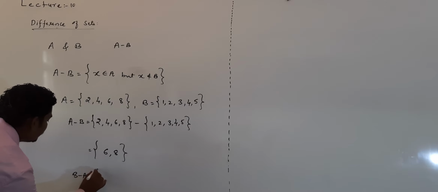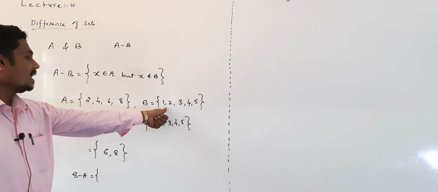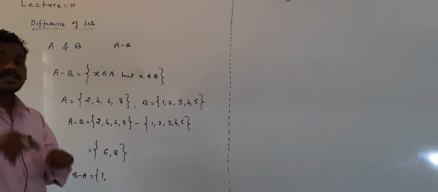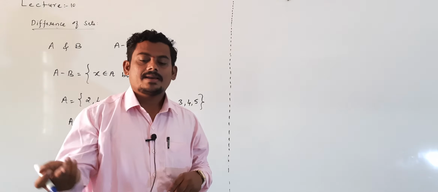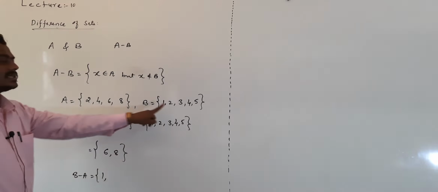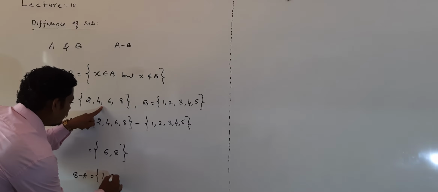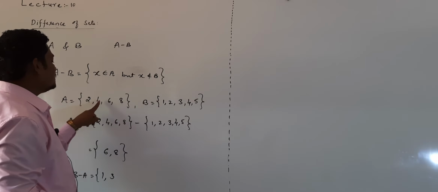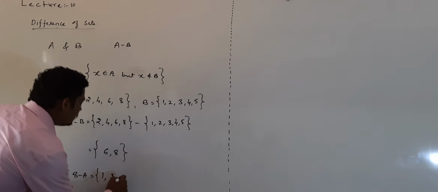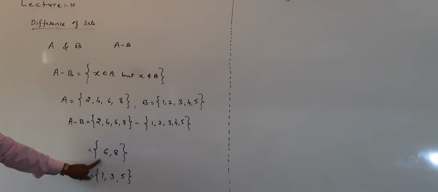B minus A. In the same example, what is B minus A? 1 is not there in the first set, so we can write 1. B minus A means all those elements in B but not in A. 2 is common, don't write 2. Then 3 is not there in the first set, write 3. 4 is there in the first set. Then 5 is not there in the first set. This is our B minus A, this is our A minus B.